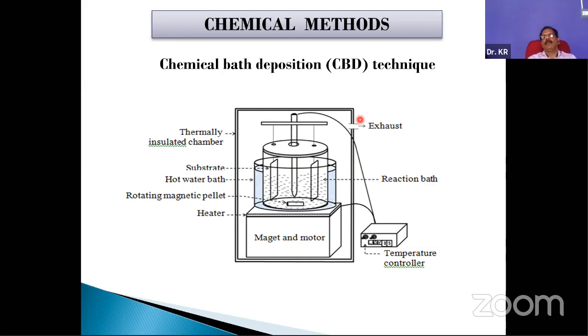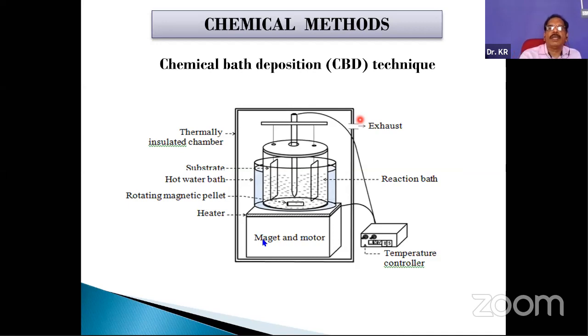Here, this is the chemical bath deposition technique, one of the very simple chemical methods. The cost of a sputtering unit is nearly 1 crore, and vacuum and thermal evaporation units are nearly 50 to 60 lakhs or up to 1 crore. But we can construct a low cost homemade chemical bath deposition unit with less than 10,000 rupees.